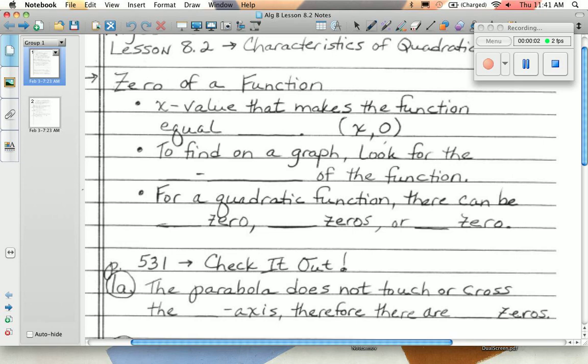So one of the characteristics we're going to talk about today is called the zero of a function. And the zero of a function plays a pretty important role in a quadratic function. We're going to learn more as we go down the road.